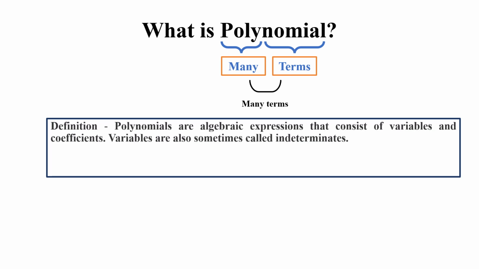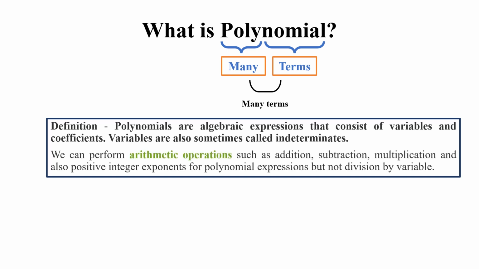So let me give the proper definition of a polynomial. Polynomials are algebraic expressions that consist of variables and coefficients. Variables are sometimes called indeterminates. So what are algebraic expressions? What is the meaning of algebraic? What do you understand by this? Algebraic operators mean plus, minus, multiplication or division. They are used on that expression, and that will become a polynomial.